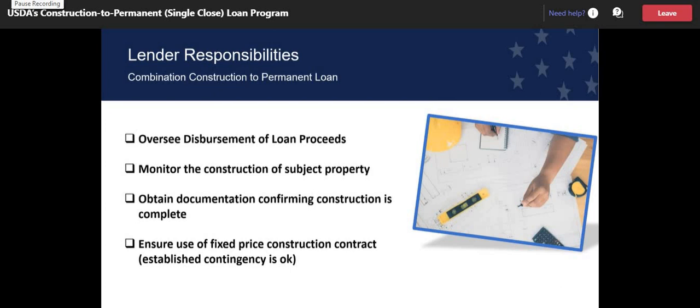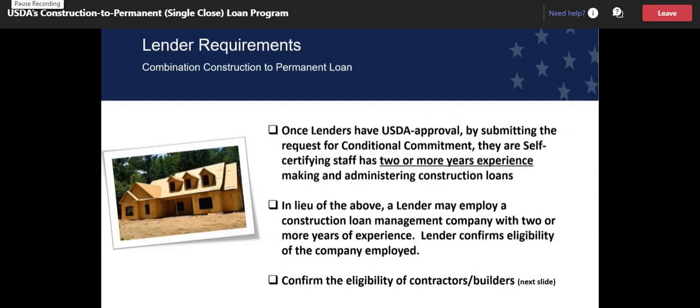So you as the lender would oversee disbursement of loan proceeds. You would monitor the construction of the subject property. You would obtain documentation confirming that construction is complete once it's complete, and then ensure the use of a fixed price contract. Fixed price just means that it's not a floating or cost plus type contract. Establishing contingency reserves are okay, obviously. We've already talked about that.